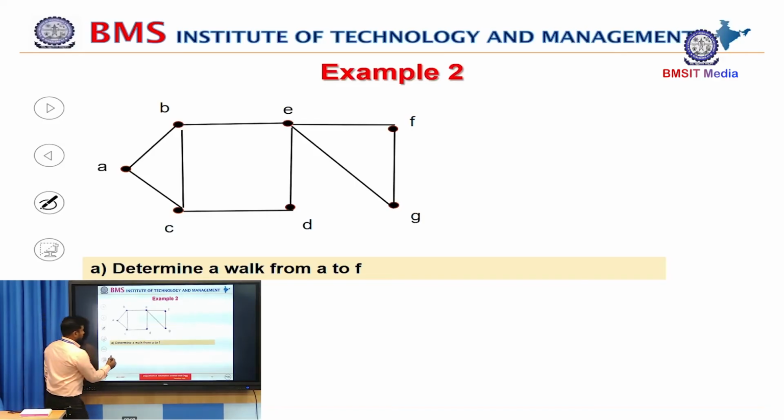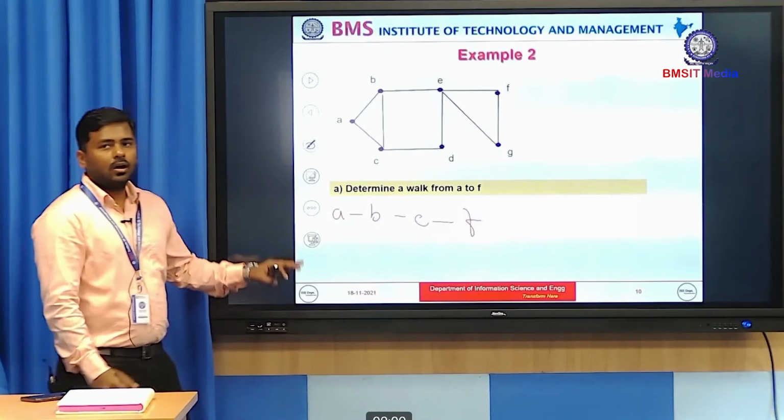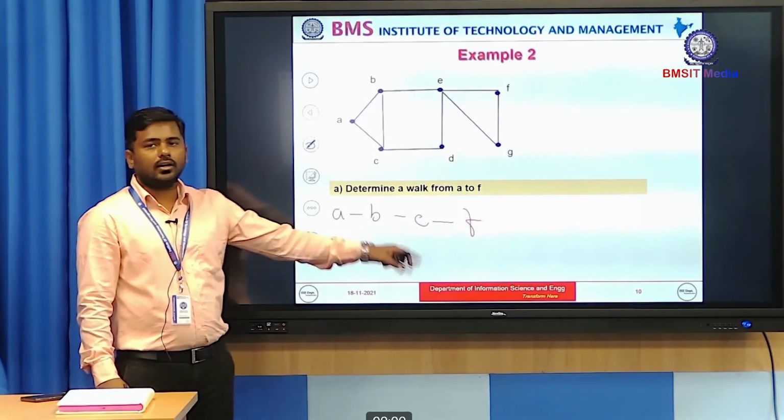Okay. So, what is the answer? We will start with A, then reach B, then E, then F. So, this is one example for the walk starting from A and reaching F.